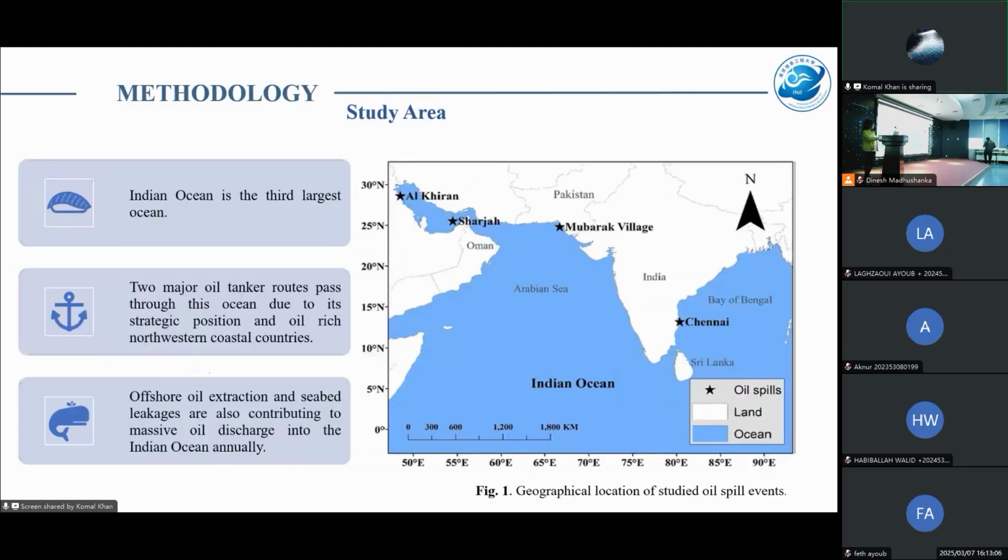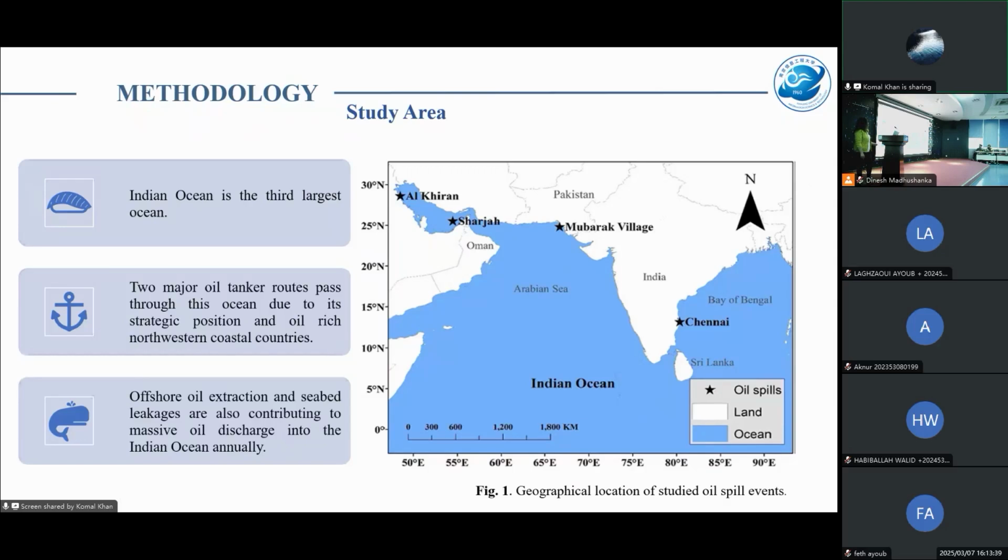So basically, this study was conducted over the Indian Ocean. There were two reasons for that. Number one, I was interested to investigate the oil spill that happened in Pakistan. Along with that, I have studied 3 other massive oil spills of the Indian Ocean at different geographical locations under different meteorological conditions with different oil types and different sources of oil.